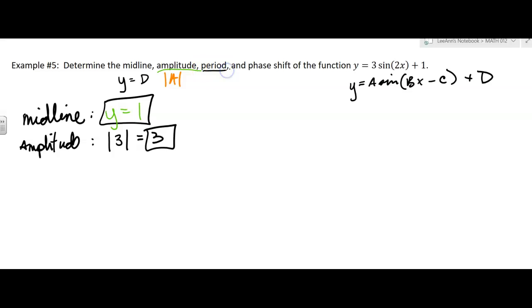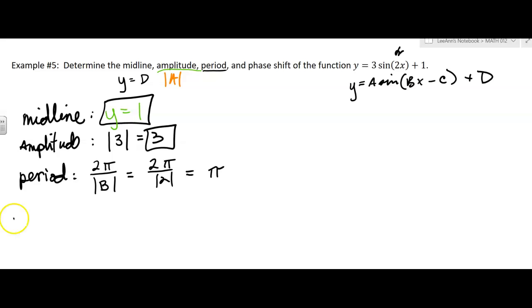The period, okay, so period is 2 pi over the absolute value of B. I'm sorry, the absolute value of B. And for us, it's 2 pi over, our B is 2, right there. And so that's just going to be pi. Okay, we have 2 over 2, and then those will cancel, and then you'll just have pi.